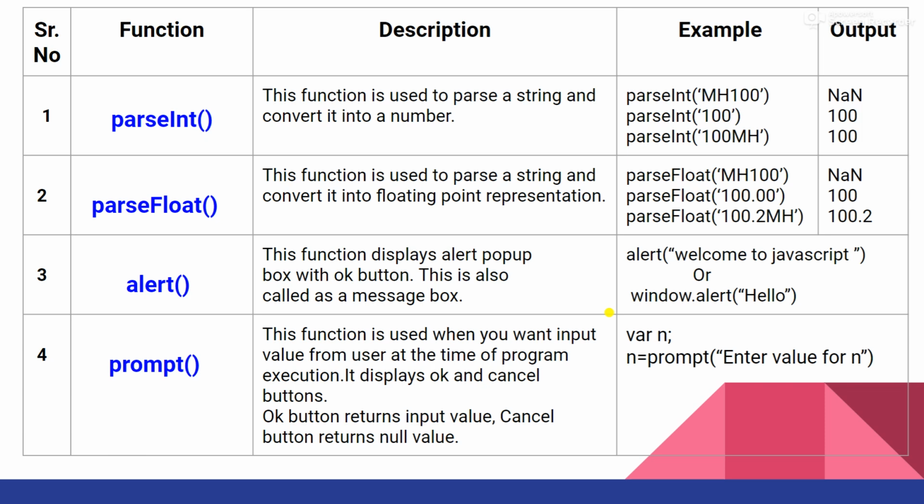Now this prompt function will have two buttons, OK button and Cancel button. Now both buttons have some significance. When the user types something in the text box and clicks on OK, the OK button returns the input value. Means what the OK button does, whatever input is given by the user, it will simply catch that input and hold.